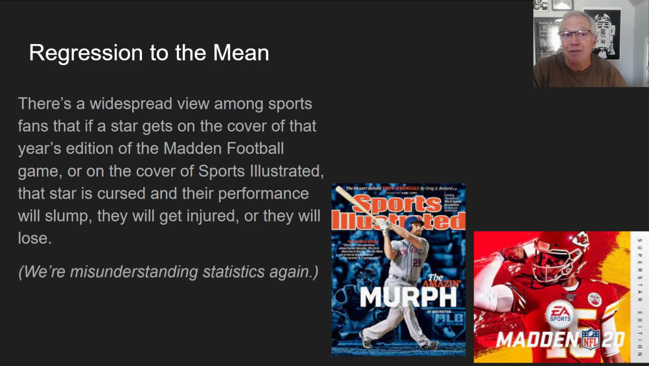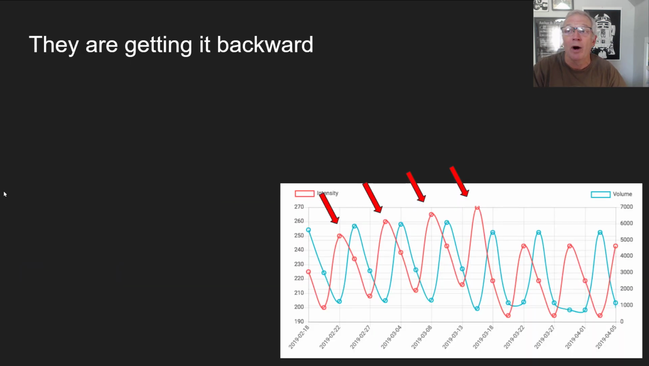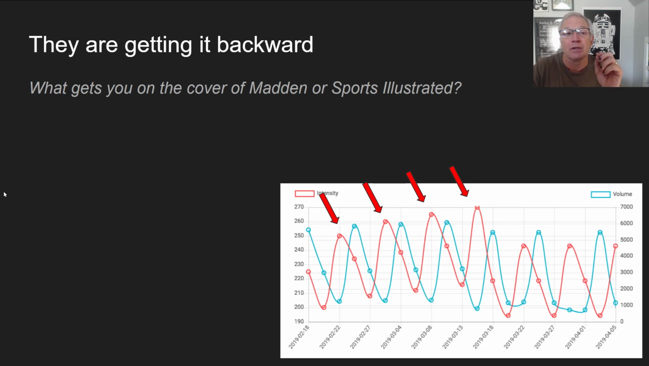What's happening is we're misunderstanding statistics again. And here's why. We're getting it all backward when we do this. So think about this for a second. What gets you onto the cover of Madden football game or Sports Illustrated? What makes a star famous and gets them attention?